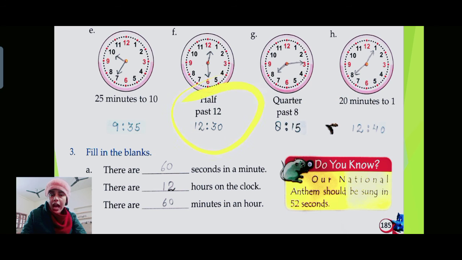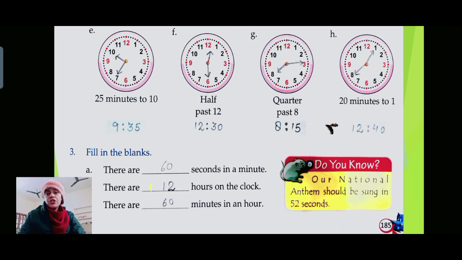Here you can see half past 12. Half means, children, the minute hand is exactly on 6. Remember this. Quarter past means 15 minutes. Quarter to means 45 minutes. Similarly, half past means 30 minutes. So half past 12 became 12:30. Similarly, quarter past 8, 8:15. 20 minutes to 1, 12:40. Right, children? Now fill in the blanks.